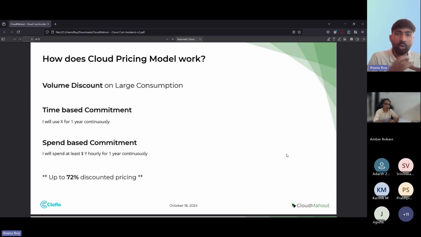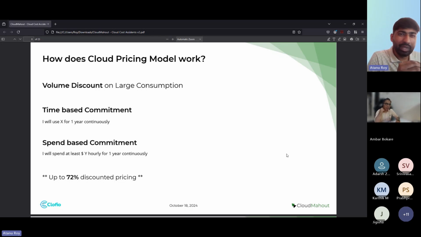Commitment again works in two different ways. One is purely on a time basis, where you say, hey, I am going to use a certain capacity for a year or 3 years. 1 year or 3 years are typically the two different time frames in which you purchase your commitments. The other one is spend-based commitment, where you say, hey, I'm going to spend X amount of dollars per hour for 1 year or 3 years, right?